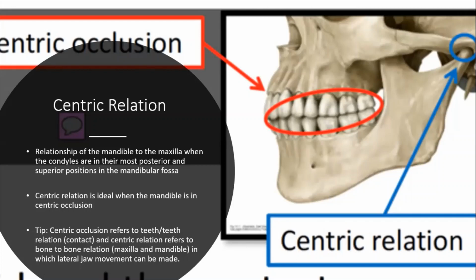So the way to figure this out, to differentiate between these terms, because this is often tricky and gets mixed up, the way to remember it is that centric occlusion refers to a teeth-to-teeth contact relation as pictured, and centric relation refers to a bone-to-bone relation, which would be the maxilla and the mandible, in which the lateral jaw movement can be made.